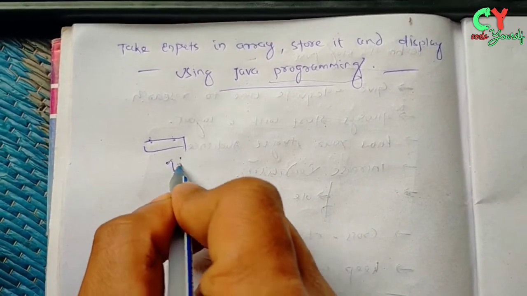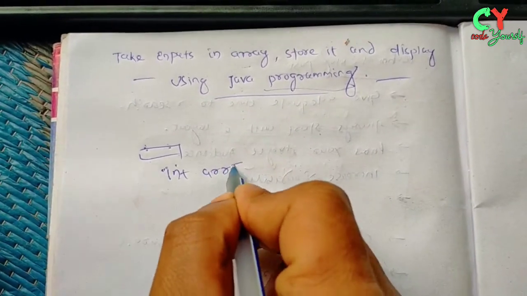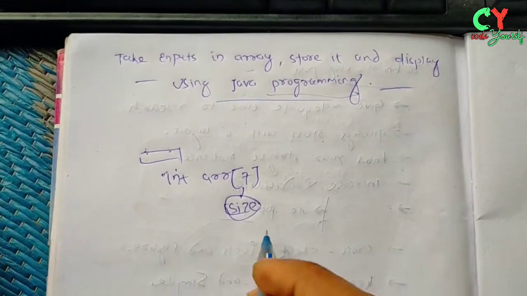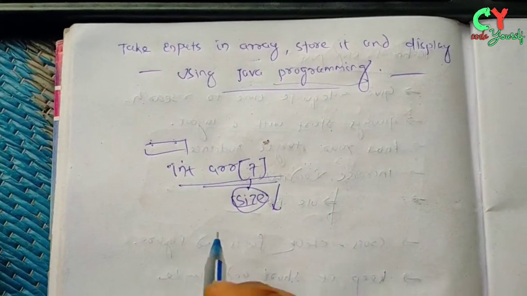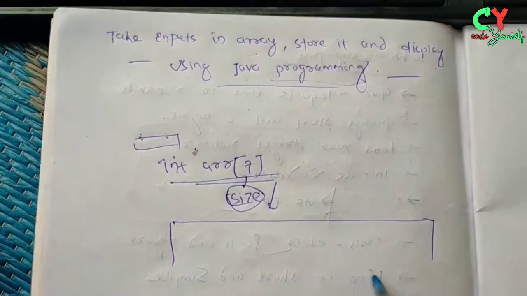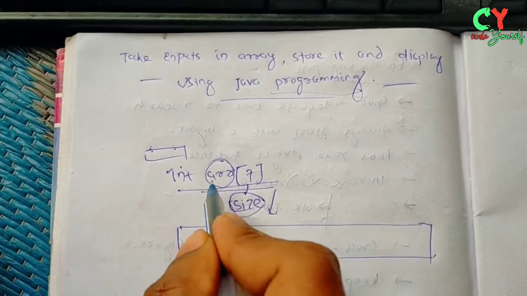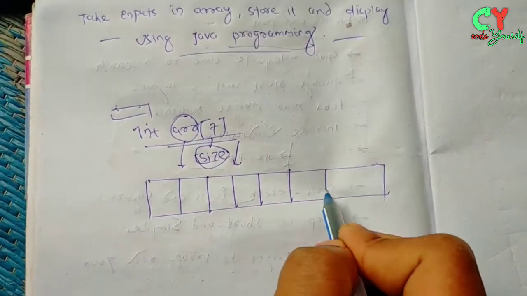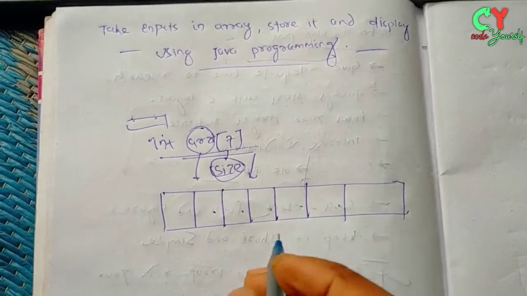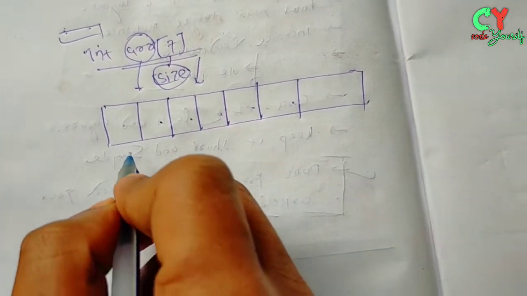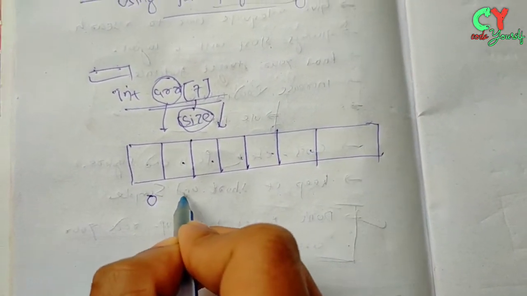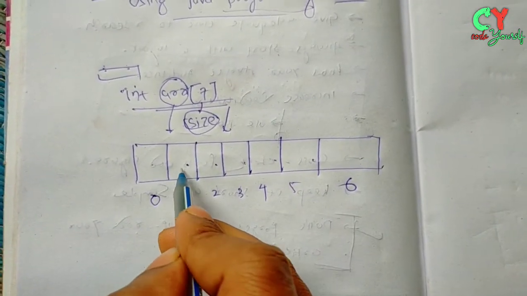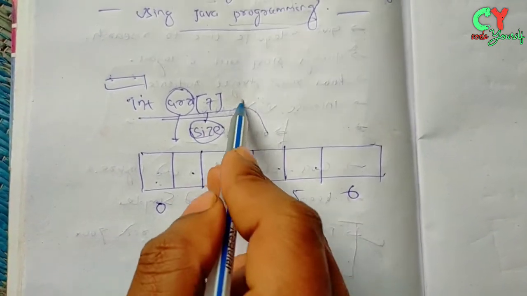Now I will create an int array which will store 7 elements. That is the size. Now if we declare this array in memory, 7 blocks will be allocated for this array. Here 1 2 3 4 5 6 7. We all know the index of the array starts from 0, I mean 0 1 2 3 4 5 6. Here 7 memory blocks are allocated for the array.